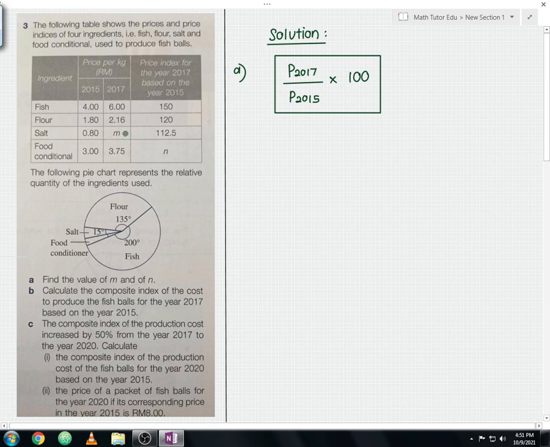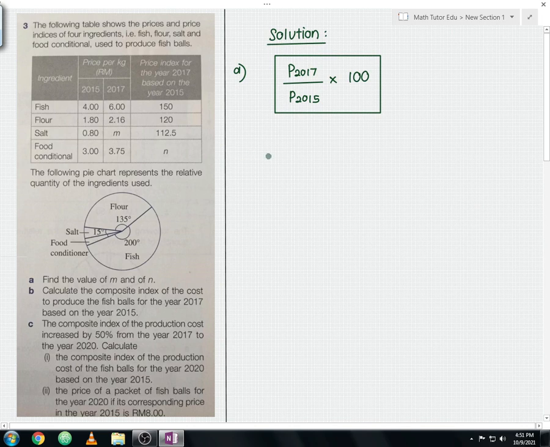Let us take a look at M. In the row of M, there is a salt ingredient. The price per kg in the year 2015 is given, and the price index also is given. So the only value missing is the price in the year 2017. No problem, we can find it using the price index formula. So what we're going to do is substitute all the relevant information into the equation.